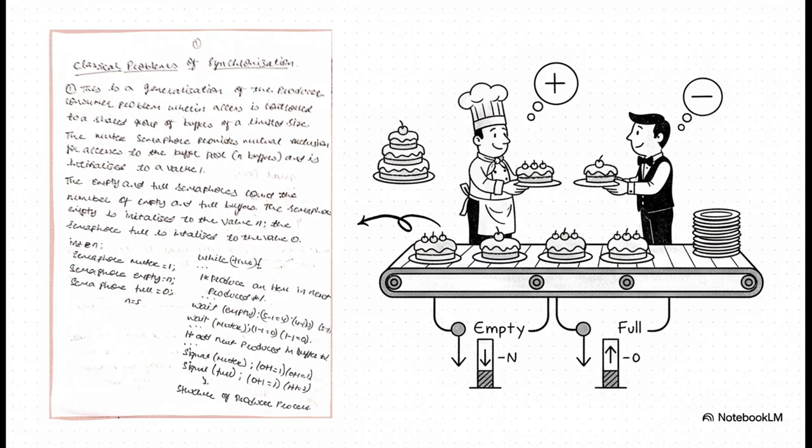Just imagine a chef, the producer, who is constantly putting food onto a conveyor belt. That belt is our shared buffer. At the other end, there's a waiter, the consumer, who's taking the food off. The challenge is, how do you make sure the chef doesn't try to add food when the belt is already full? And how do you stop the waiter from trying to take food when the belt is empty? Semaphores are absolutely perfect for this.